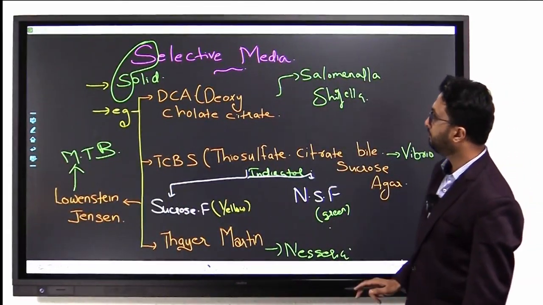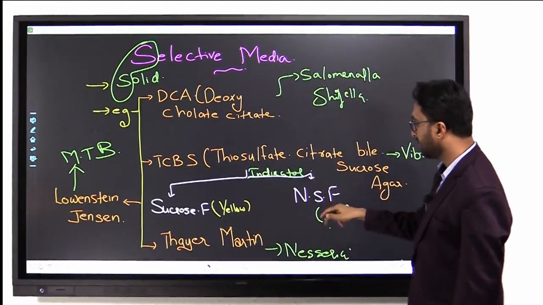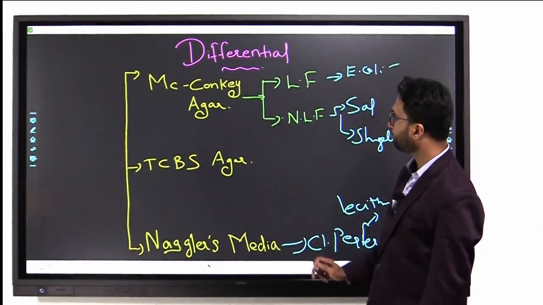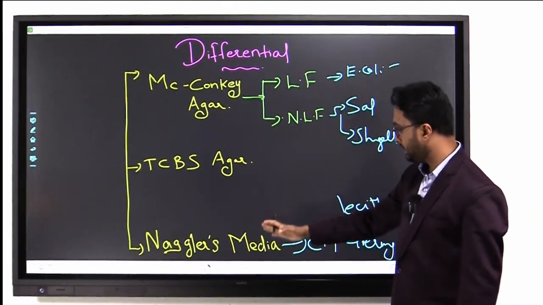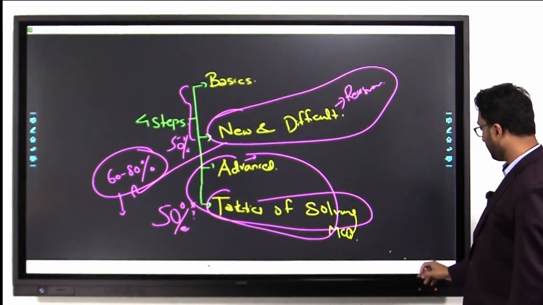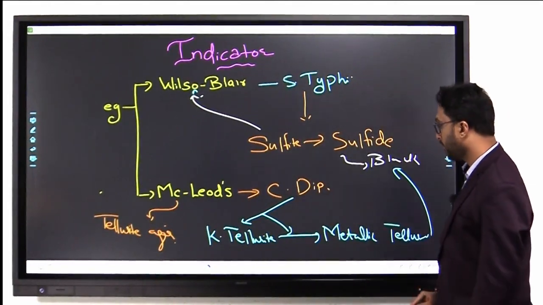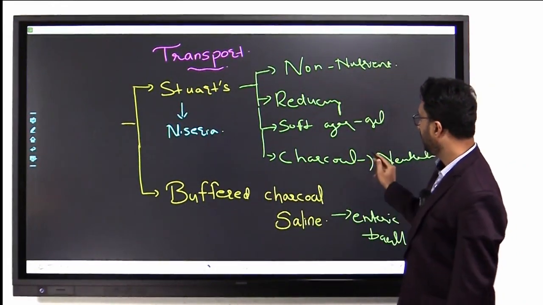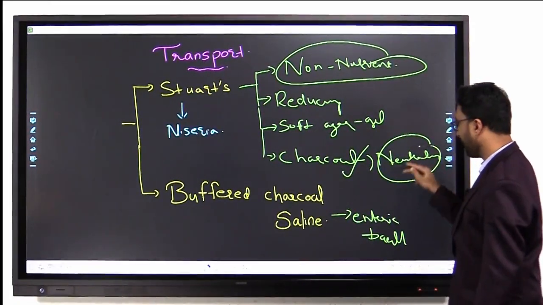Okay, then selective media, which is solid, DCA, TCBS, Thayer-Martin. TCBS you know now, it's an indicator media as well. Now differential media, again it's a differential media also, indicator media also. So MacConkey agar, TCBS, Nagler's media, which is not an indicator media, remember that. Then you have got Wilson and Blair, among others. Then you have got McLeod's. Then you have got Stuart's media for transport and buffered charcoal. Only thing I told you, it's not a nutrient media. It contains charcoal for neutralizing the toxins.